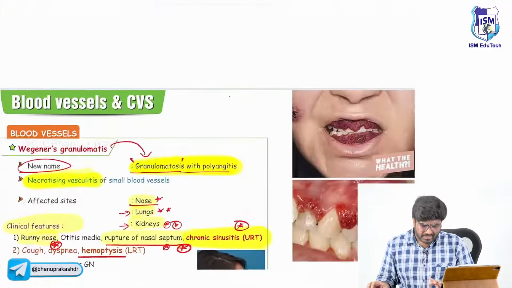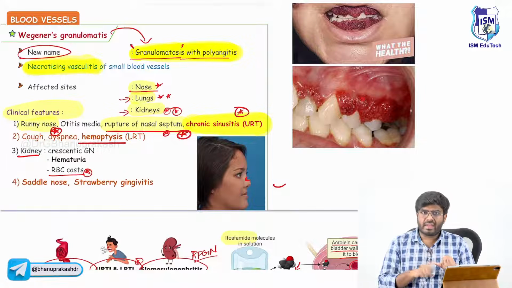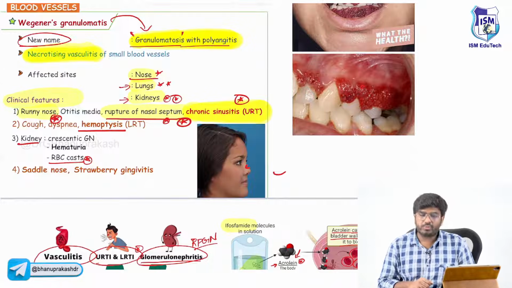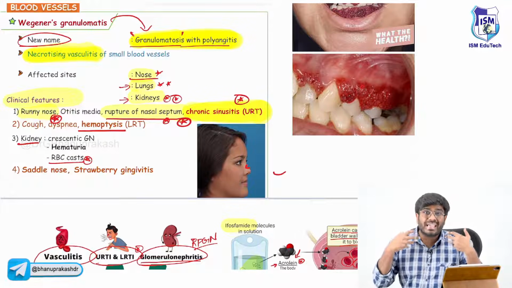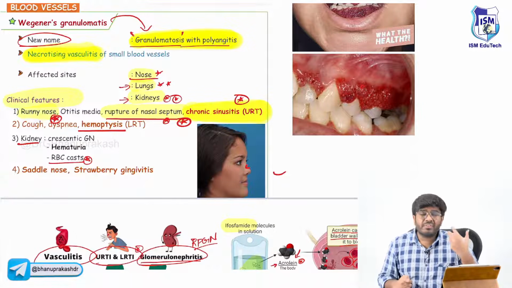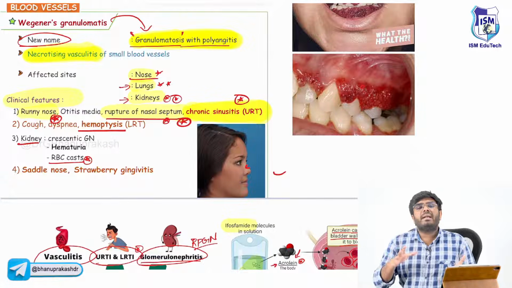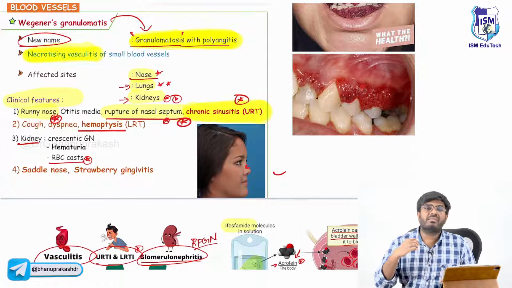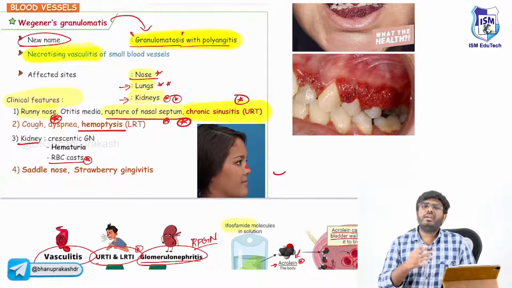In Wegener's granulomatosis, the patient is going to have a saddle-like deformity, which they will give you in your question. They will describe the strawberry gingivitis, and the patient is going to have chronic sinusitis or a cough. There are multiple things they can add. They can say there is presence of C-ANCA in the blood, so you can differentiate.